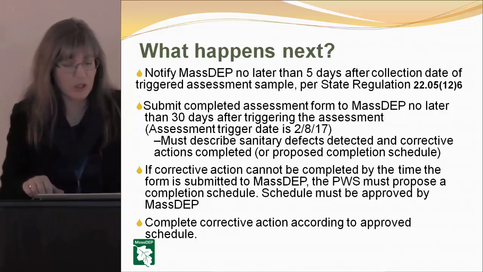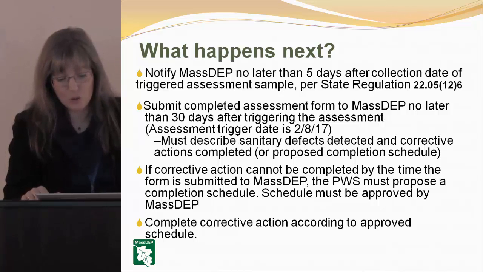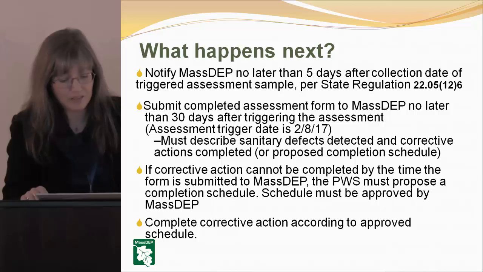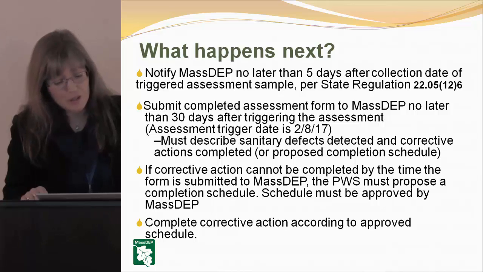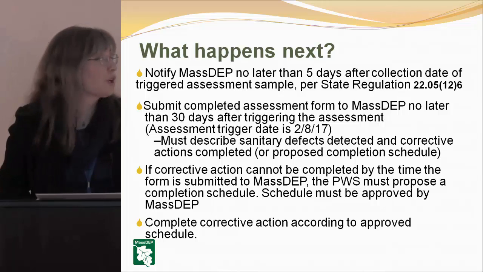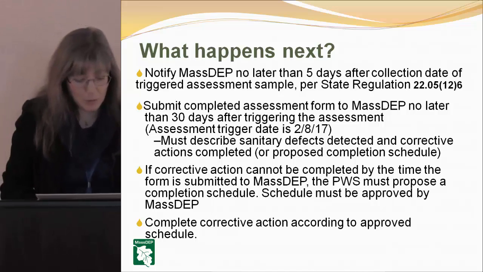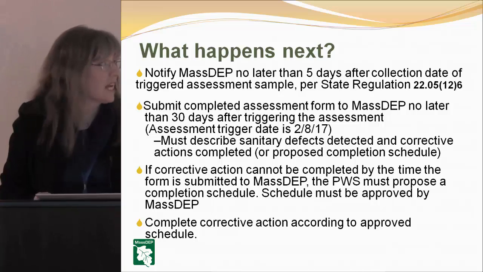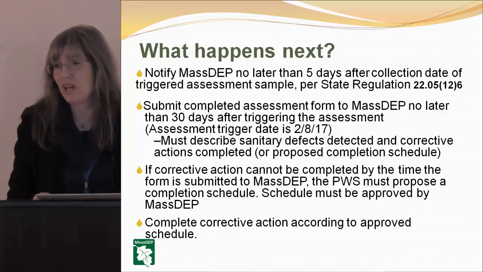What happens when you have your assessment trigger? Well, notify MassDEP as soon as possible, but no later than 5 days after the collection date of the sample that triggered the assessment. Submit completed assessment forms to DEP no later than 30 days after triggering the assessment. In this case, the trigger date was the original DETECT sample on February 8th. You must describe any sanitary defects that have been detected and corrected and actions completed or that you propose to complete and a timeline of when you're going to take those actions.